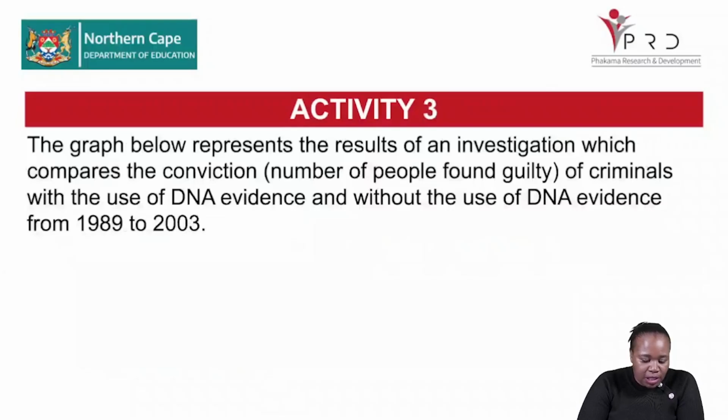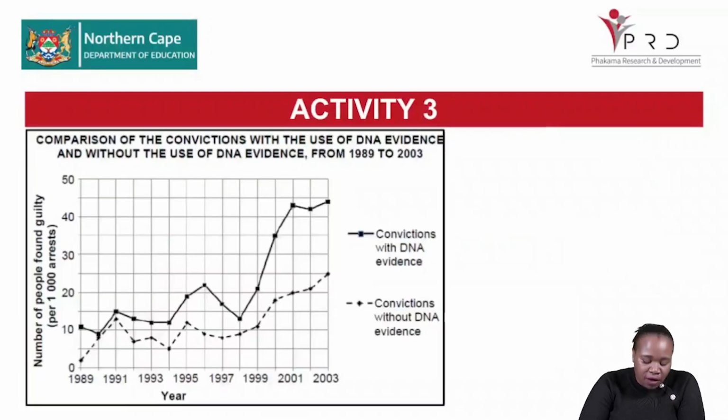Okay, activity 3. This is our last activity for today. It says the graph below represents the result of an investigation which compares the conviction number of people found guilty of the conviction of criminals with the use of DNA evidence and without the use of DNA evidence from 1989 to 2003. There we have the graph.